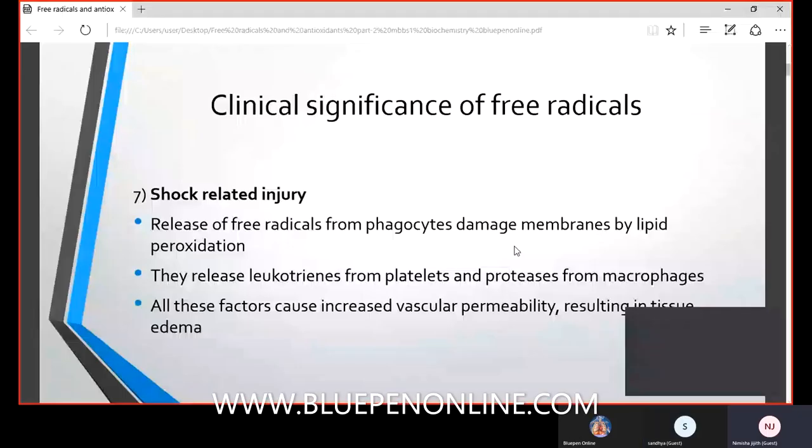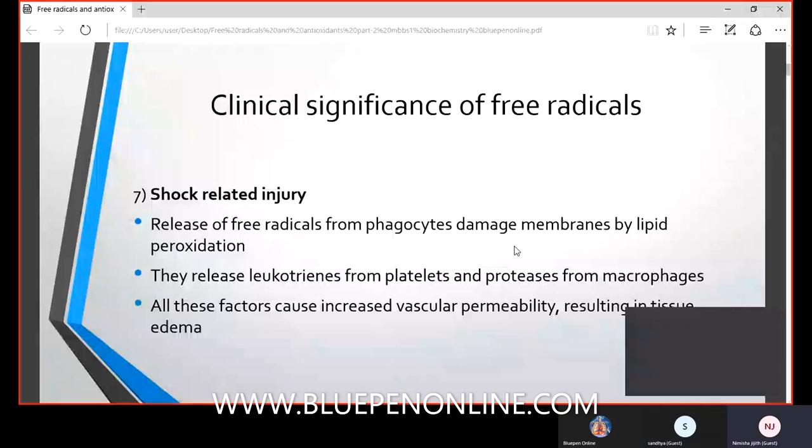Now we are entering the same topic, clinical significance of free radicals, but the seventh one. Shock-related injury: release of free radicals from phagocytes that damage membranes by lipid peroxidation. Today we are entering that topic, lipid peroxidation. That is the actual mechanism that takes place in our body by the action of free radicals.